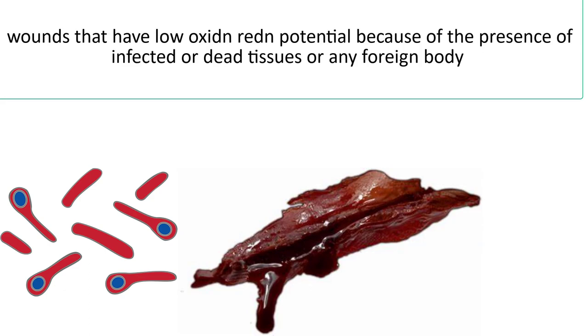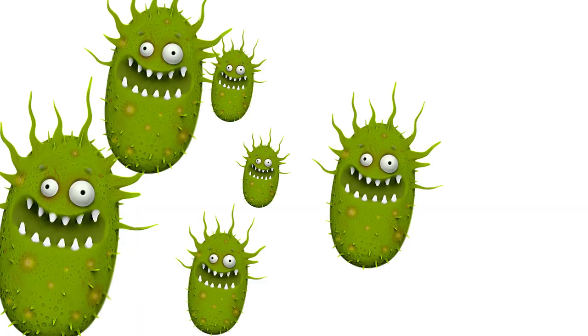And this happens because the wound is normally infected, or it has the presence of dead tissues in the wound, or the presence of any foreign body in the wound. And due to this, the wound has a low oxidation reduction potential, or a redox potential, and it makes the environment of the wound an anaerobic one that supports the growth of the organism, called Clostridium tetani. Now your wound is infected with Clostridium tetani, and the spores are germinating rapidly.